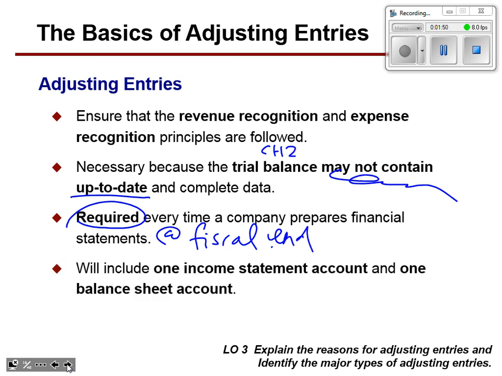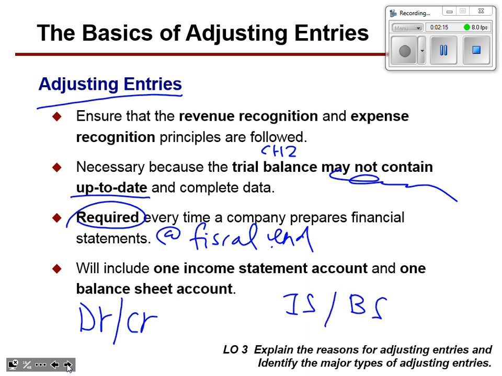And here is a lucky little trick to remember. Remember when I told you that you have to have a debit and a credit? Here's another trick. Every time you do an adjusting entry, one of the accounts has to come from the income statement, and the other one of the accounts has to come from the balance sheet. So not only are we debiting and crediting every time we do a transaction, when we do an adjusting entry, one of them is from the income statement and one of them is from the balance sheet.